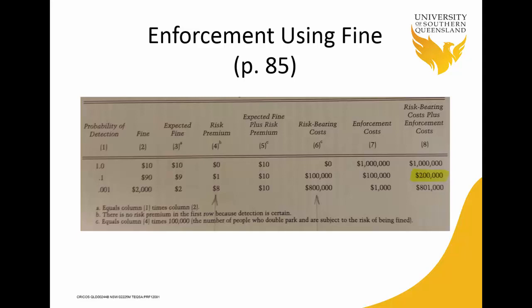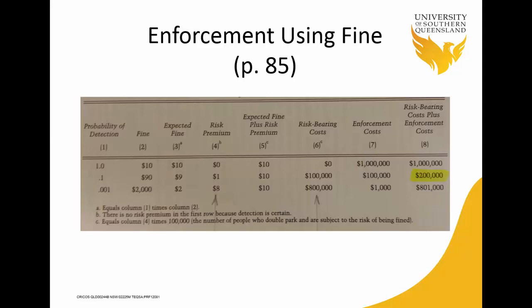However, the risk-bearing costs now, which is the sixth column, and it says there in our note C, it says equals column 4 times 100,000, because that's the number of people that we said are going to double park, and would be subject to this risk. So that is going to then be column 4, which is the risk premium, times the number of people that are going to commit this double parking. So it will give you the costs of risk bearing. So the risk bearing cost is something that only a risk averse person is going to see.